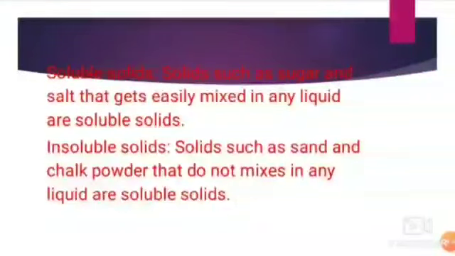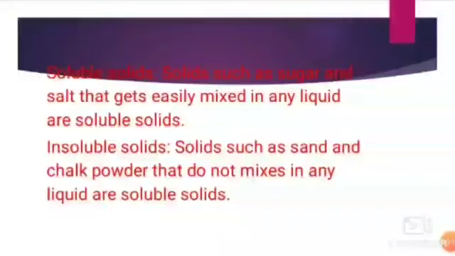Moving on, children, now let us study more about soluble and insoluble solids. Solids such as sugar and salt that get easily mixed in any liquid are soluble solids. And solids such as sand and chalk powder that do not mix in any liquid and form a separate layer in the liquid are called insoluble solids. Let us move forward to certain processes to separate insoluble solids from liquids.